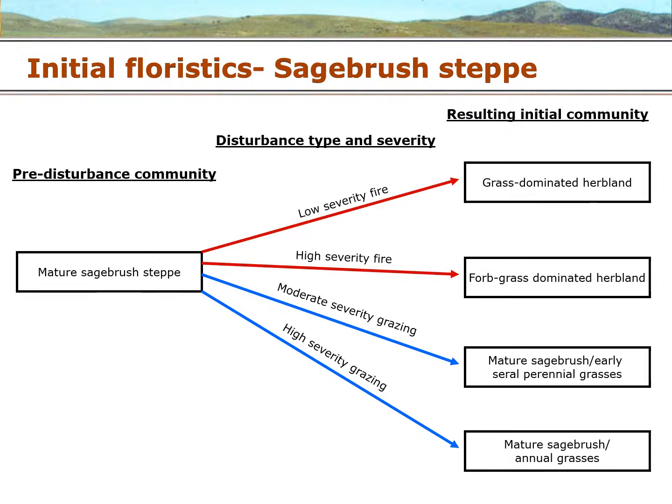If we have moderate severity grazing, we may end up with a mature sagebrush and early seral perennial grasses in the understory. While if we have high severity grazing and lots of the grass is removed and may incur mortality even, we may end up with a mature sagebrush with an annual grass understory.